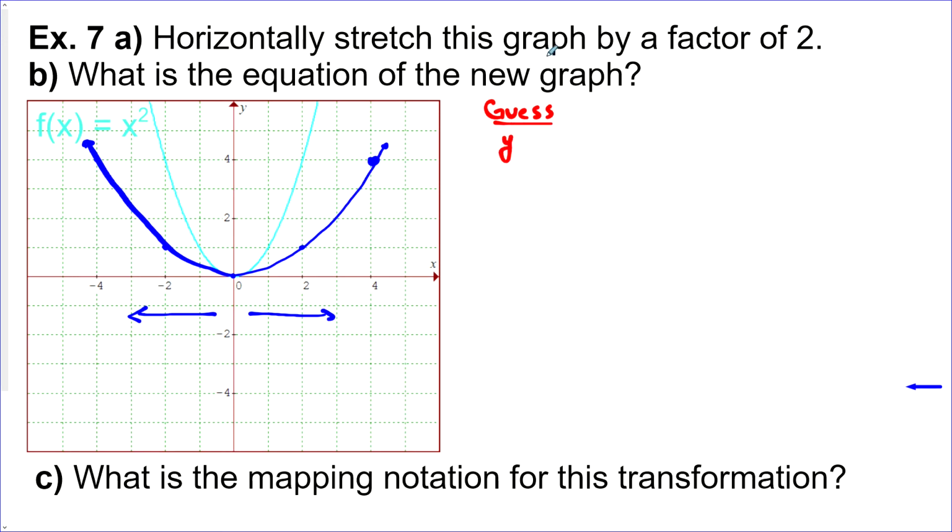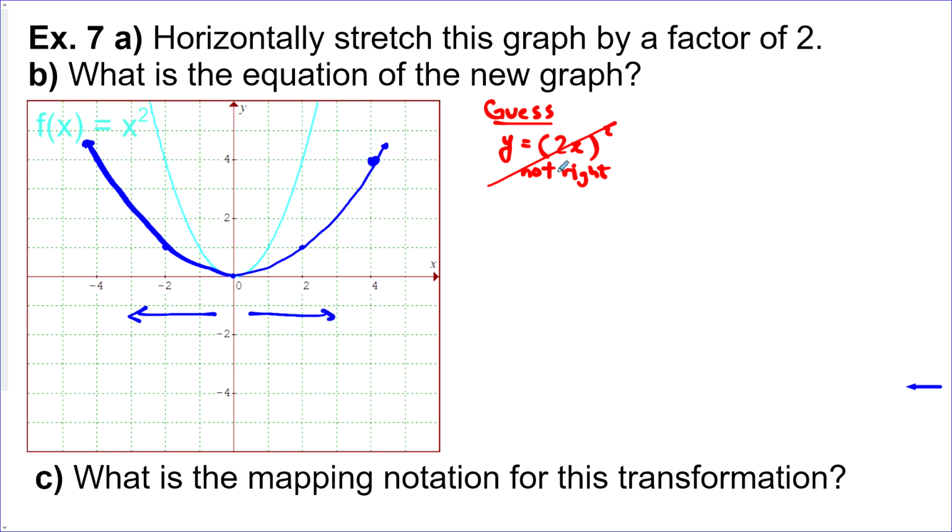If we have a horizontal stretch by a factor of 2, then most commonly a guess might be 2 inside here. This doesn't work. If we tried putting x as 2 here, we should come out with 1. So let's see, if we put x as 2, then 2 times 2 is 4, and 4 squared is 16, so that's not right at all. So, not right.